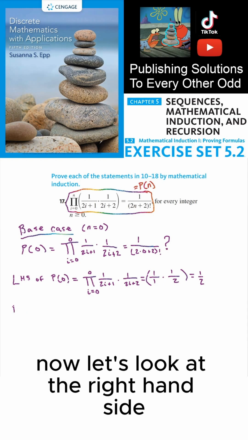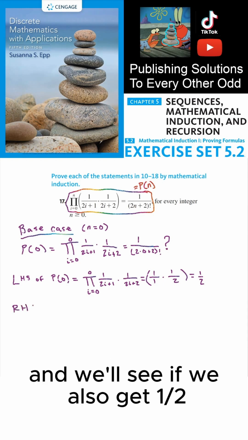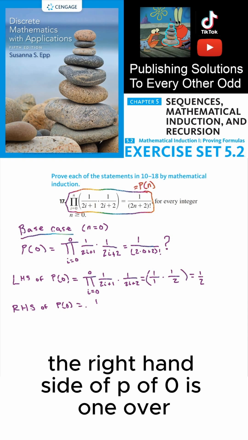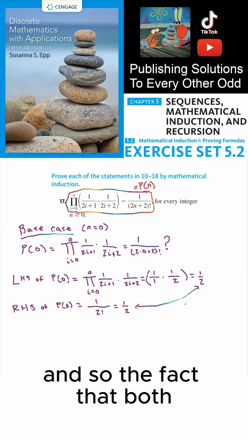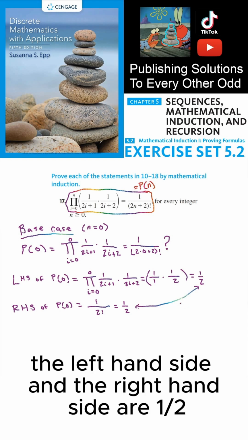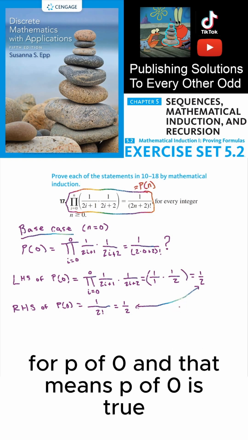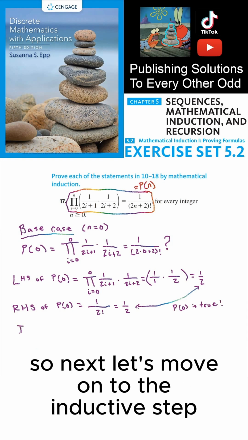Now let's look at the right-hand side, and let's see if we also get 1/2. The right-hand side of P of 0 is 1 over 2 factorial, which is just 1 over 2. Since both the left-hand side and the right-hand side are 1/2 for P of 0, that means P of 0 is true. So next, let's move on to the inductive step.